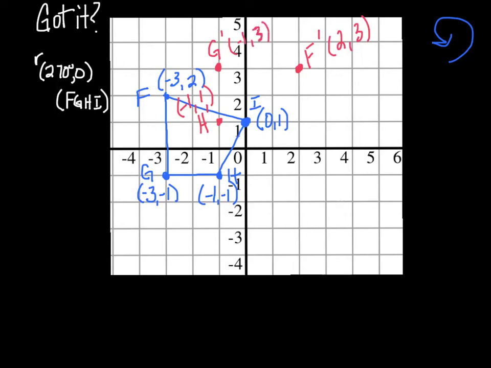And the last one, which is point I, is (0, 1). Flip it, that's (1, 0). The second one changes, well, it's still going to be (1, 0). And that would be your shape. If you actually took it and moved your paper 270 degrees, that's exactly what it would look like.